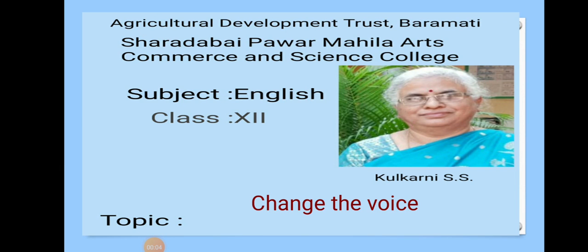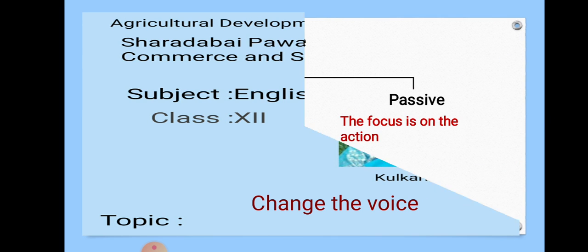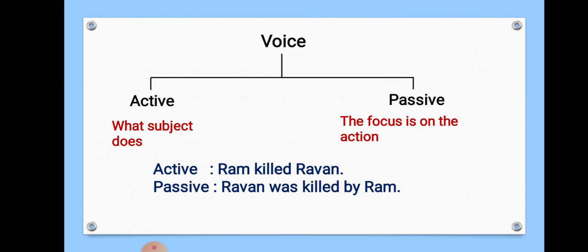Today we will discuss a grammar topic, change the voice. There are two voices in our English language, active and passive. In active voice, the subject or the doer is very important, and in passive voice, the focus is on the action and the object. So here you can see the example.